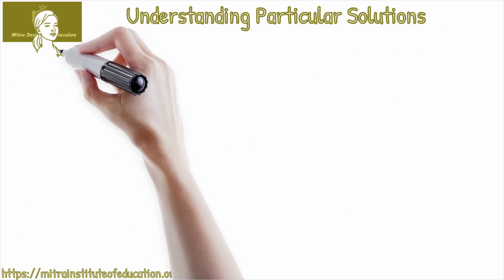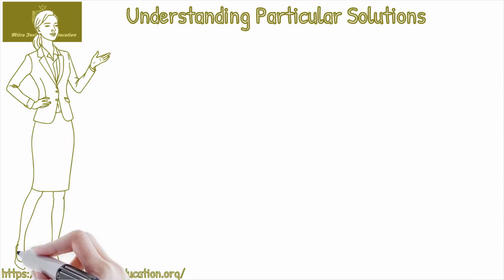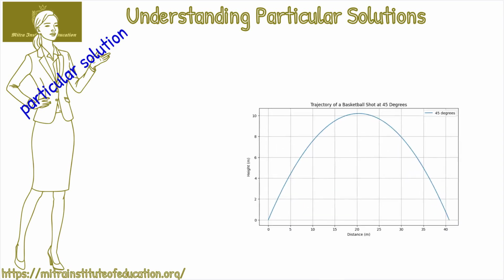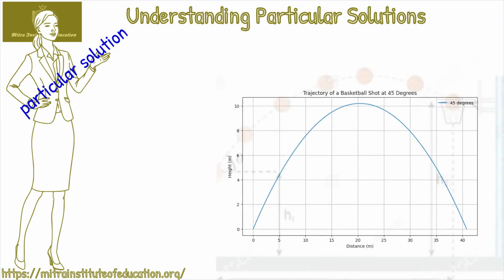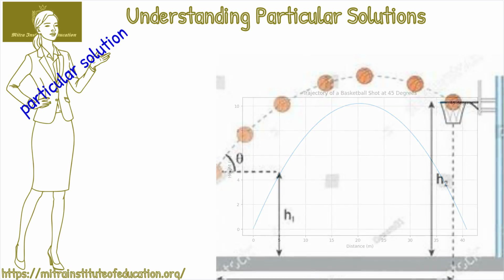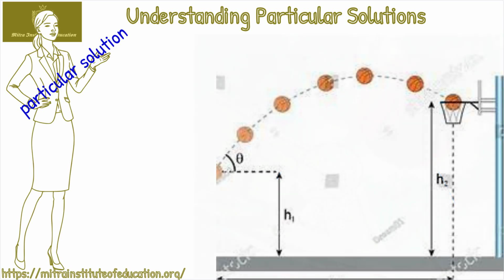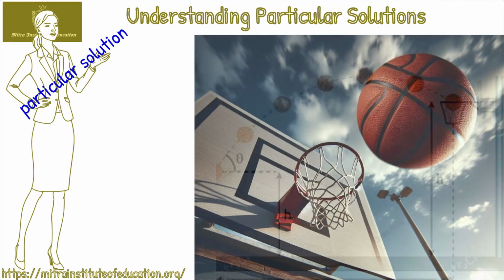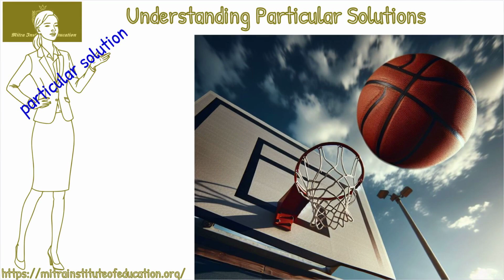A particular solution is a bit different. It gives you one specific answer based on the conditions you know. For example, if you know the exact height, angle, and speed when you shoot a basketball, the particular solution will tell you exactly where the ball will land. It's like getting one clear path that depends entirely on those starting conditions.